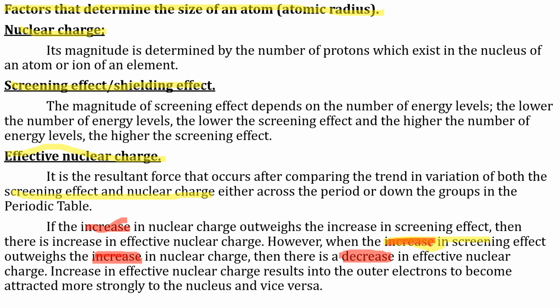And if the effective nuclear charge decreases, outermost electrons are going to experience low nuclear attraction. That means that we shall have an increase in atomic radius.